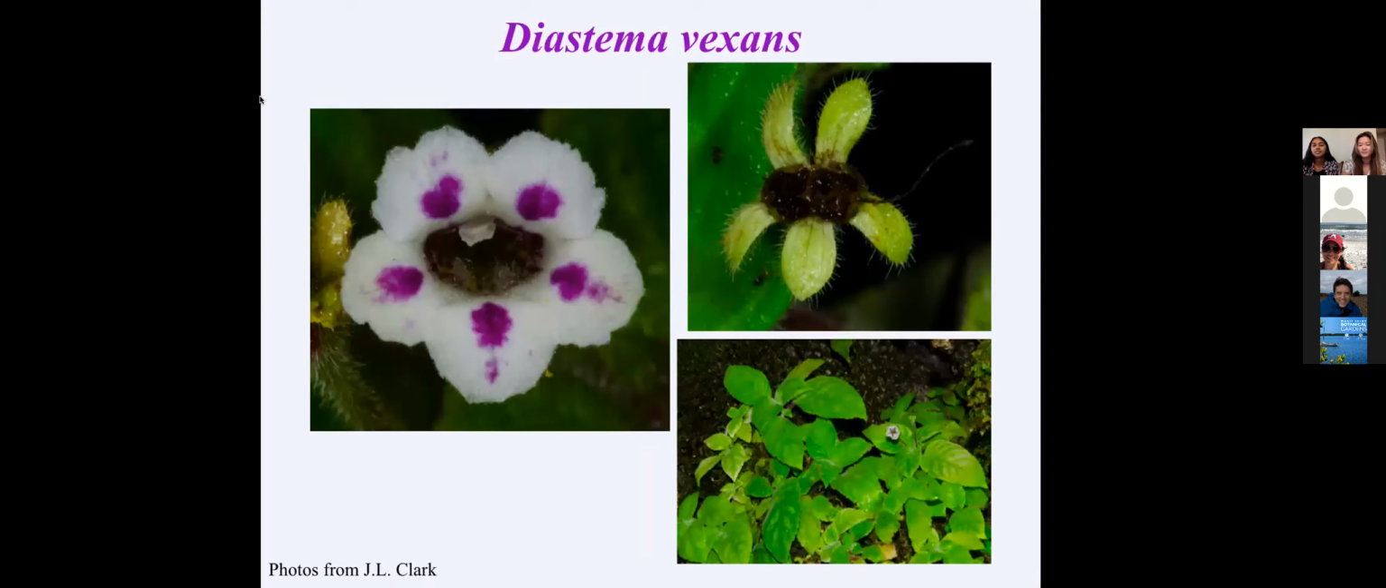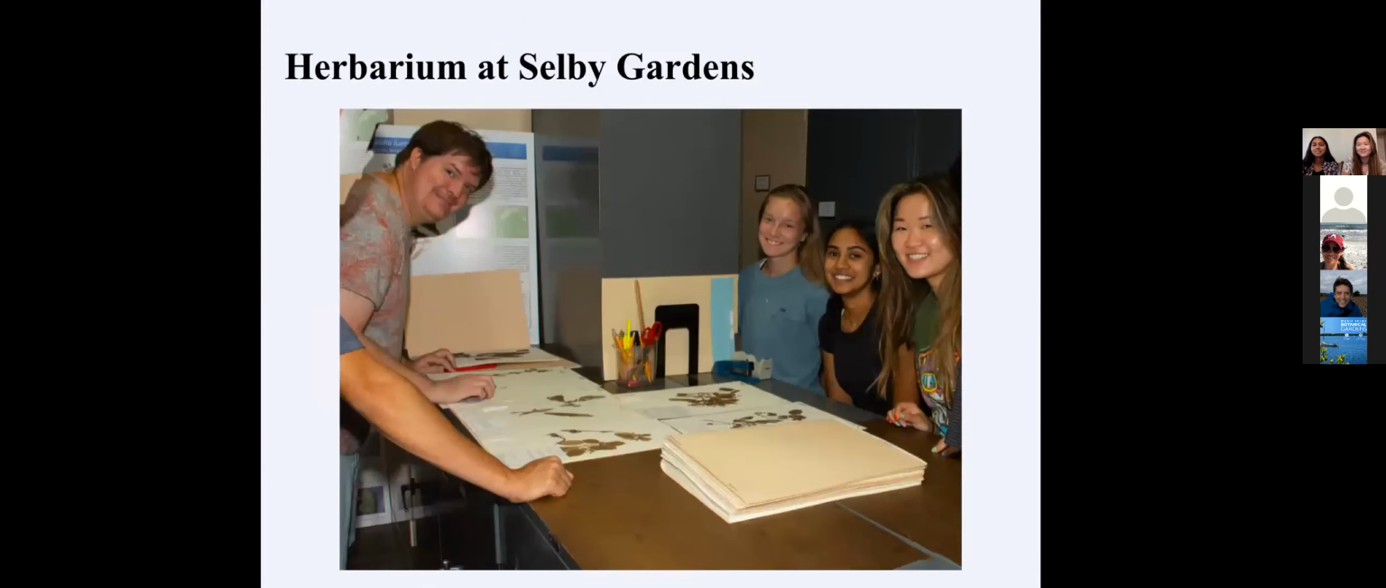These are some photos of Diastema vexans. One of the exciting things about working at Selby was that we could work in the lab and then walk into the herbarium right next door to see the specimens that we were sequencing. And we discovered that Diastema vexans has recently been collected in the field and not only in cultivation, which is something that we didn't know before. One of the 100 samples that we sequenced actually represents a second specimen that was not from GenBank, but actually from recently collected material. And here we are looking at specimens with Tori and Dr.